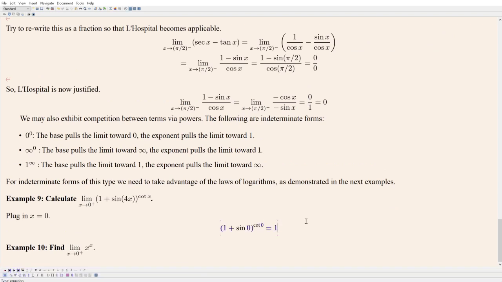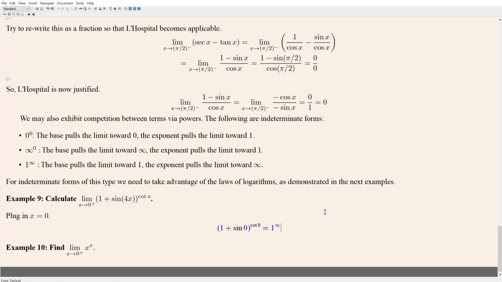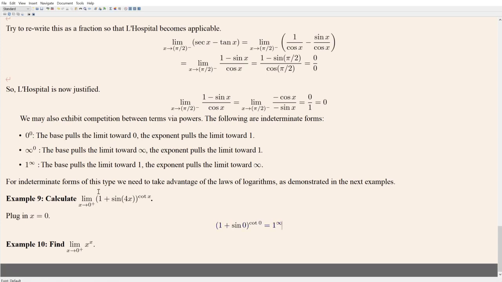So the base is just 1. What is cotangent at 0? So cotangent is the same as 1 over tangent. Tangent at 0 is 0, so this is 1 over 0, so that's infinity. Okay, so we got this form here.